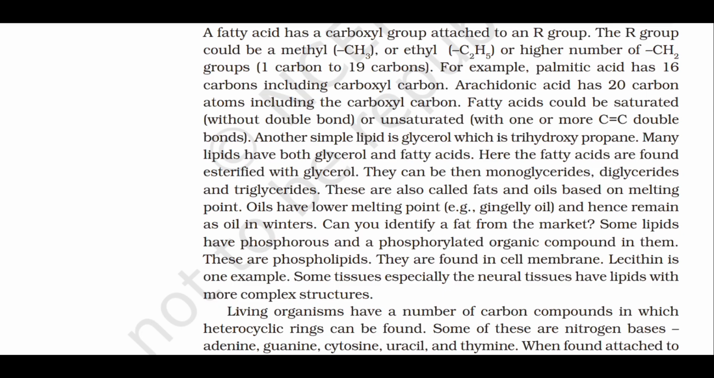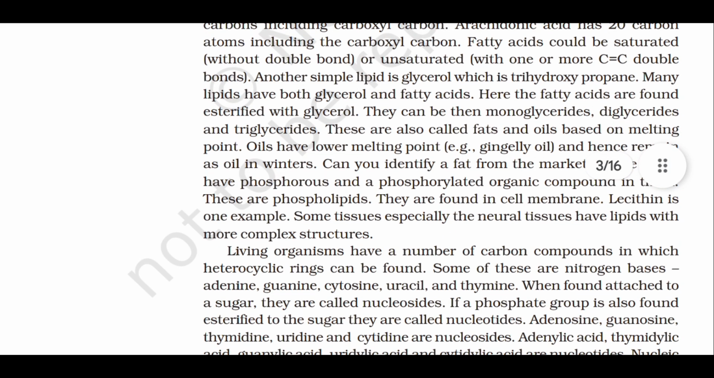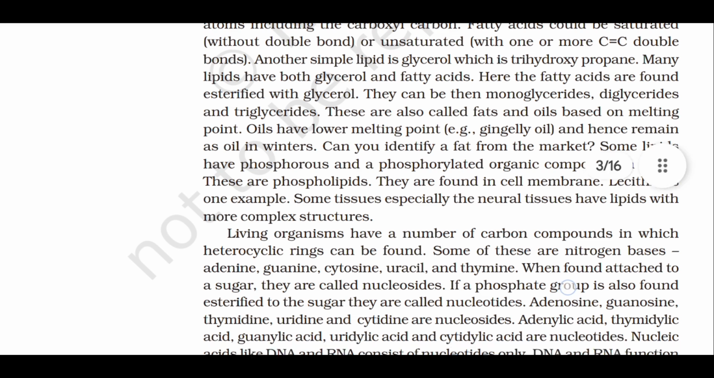Can you identify a fat from the market? Some lipids have phosphorus and a phosphorylated organic compound in them. These are phospholipids. They are found in the cell membrane. Lecithin is one example. Some tissues, especially the neural tissues, have lipids with more complex structures.